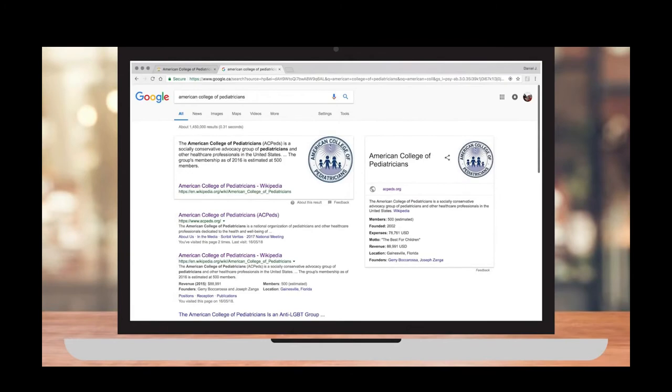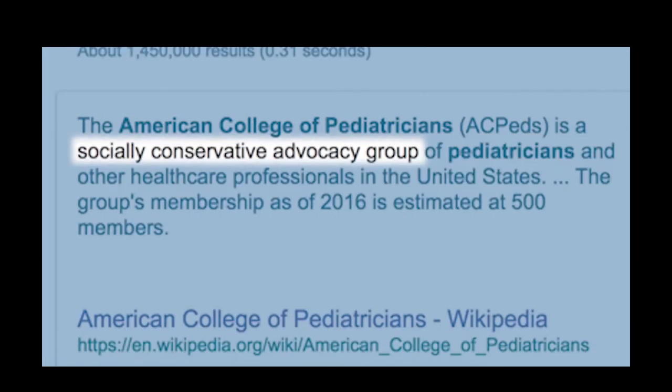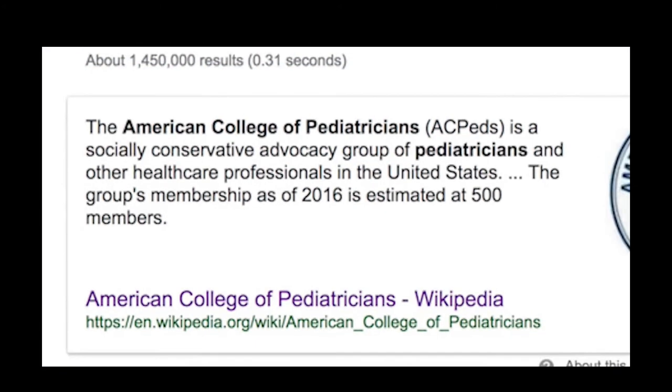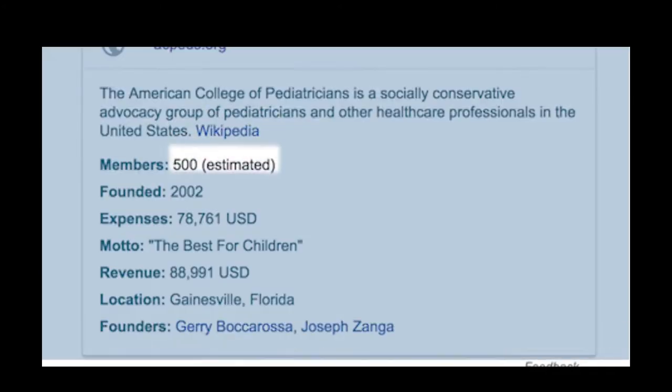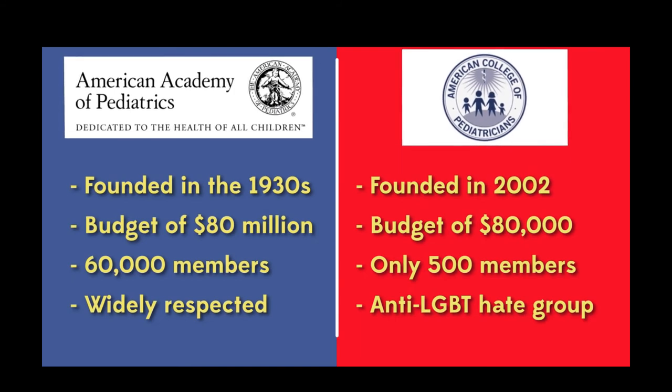Once you put in a search like that, a Wikipedia page comes up that talks about it as a socially conservative advocacy group. Its membership, it says, is estimated at 500. You'll see that they have an annual budget somewhere of around 80,000. This is not a comparable organization to the American Academy of Pediatricians.